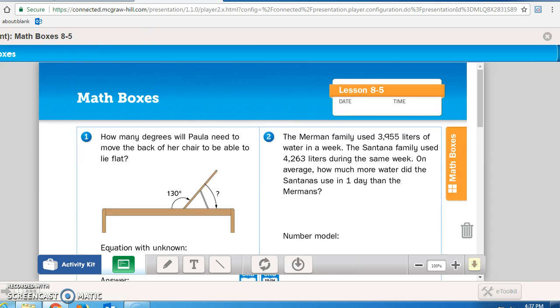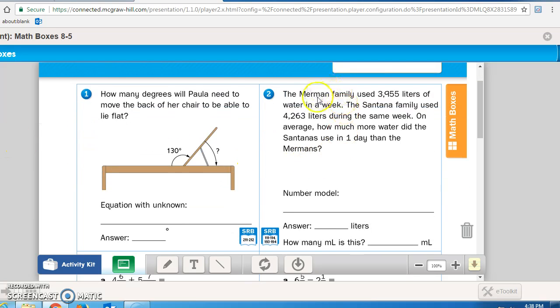286 and 287 were assessment check-ins. Now I want you to go to Math Journal page 285, though, and do the math boxes. How many degrees will Paula need to move the back of her chair to be able to lie flat? So think about your angles, write an equation with an unknown, and then write your answer in the answer spot.